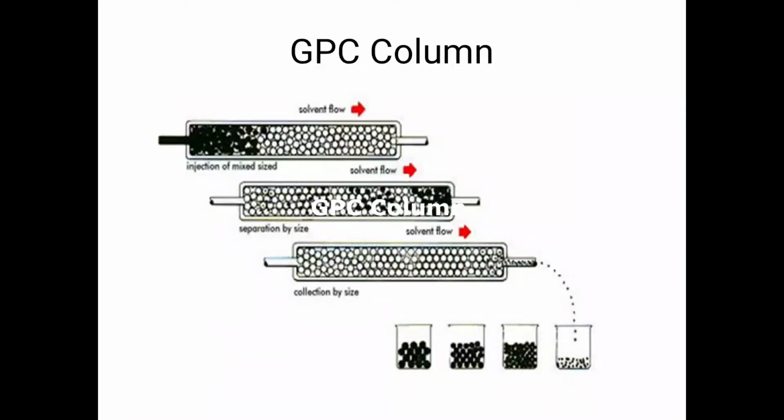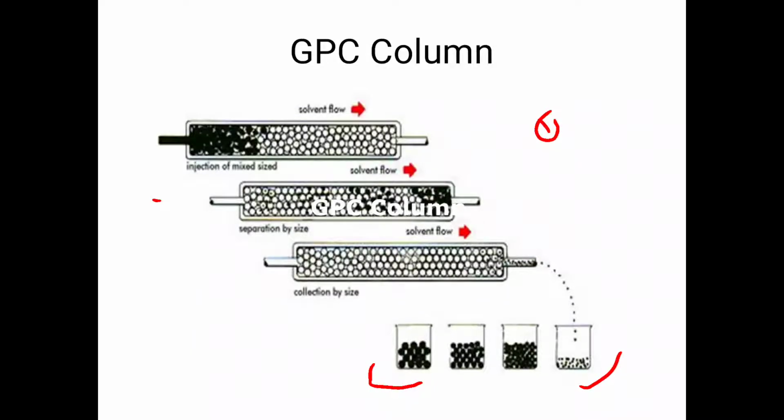Now this is the column of GPC. See here, the column is packed with a matrix. These are the matrix, shown in white. Then there are black large particles. These are the black large particles in the first containers, and these are the smaller particles in the last containers.